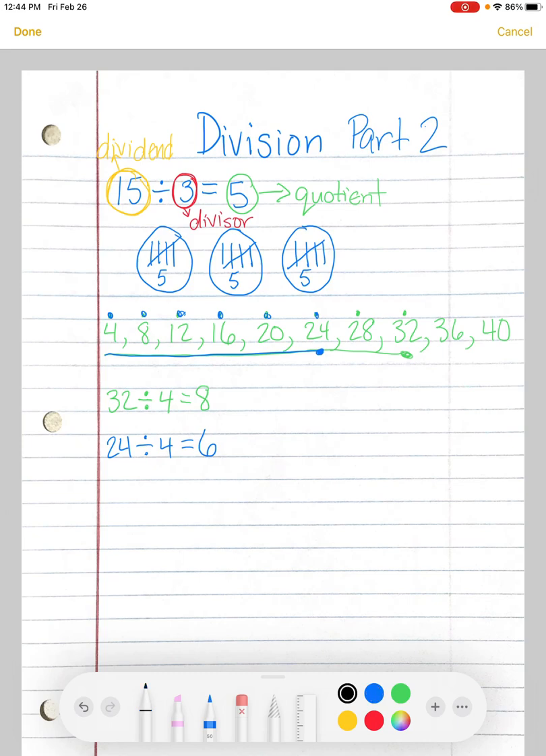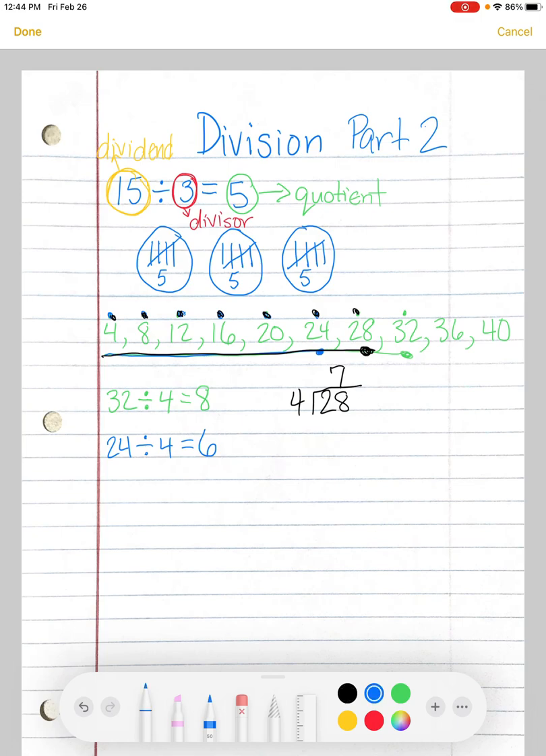Next, let's try using the division brackets. So this time, remember, the dividend goes in the center. That's the biggest number that you're trying to divide out. So let's do 28 divided by 4. I'm going to look at my patterns until I find 28. There he is right there. 1, 2, 3, 4, 5, 6, 7. My quotient is 7. If you remember from yesterday, our quotient goes on top when we use the bracket. 28 divided by 4 is 7.